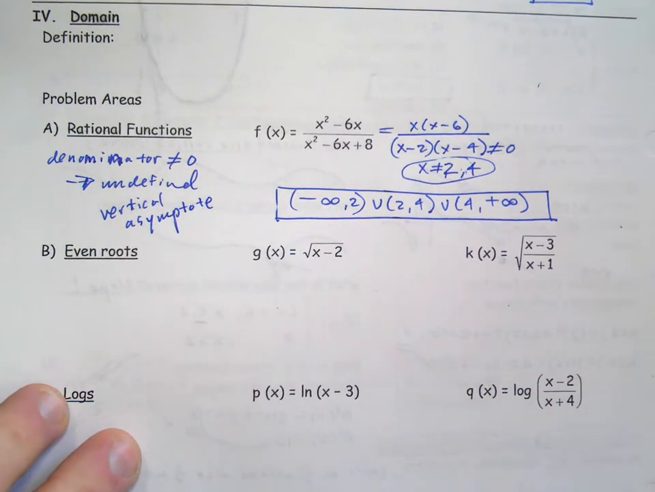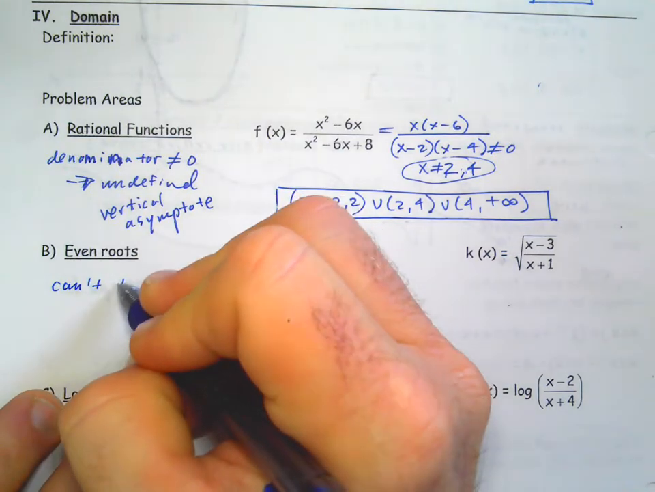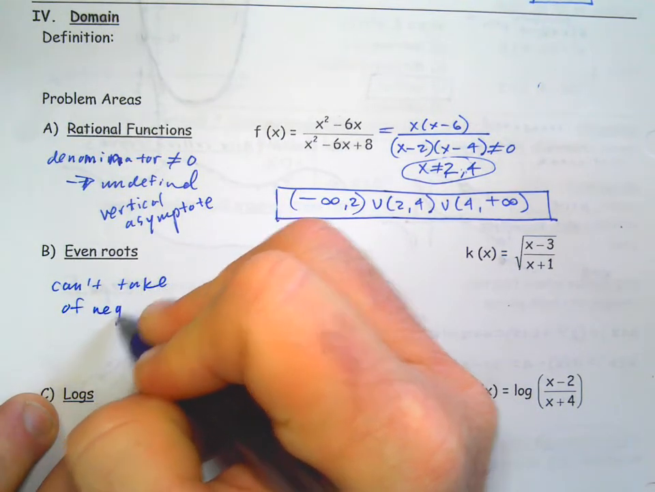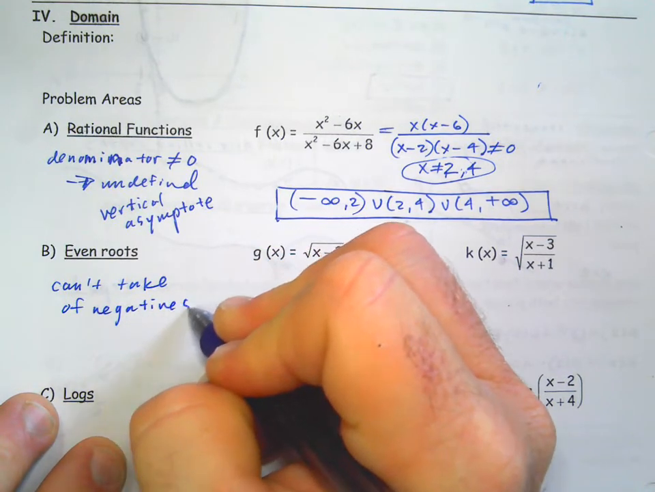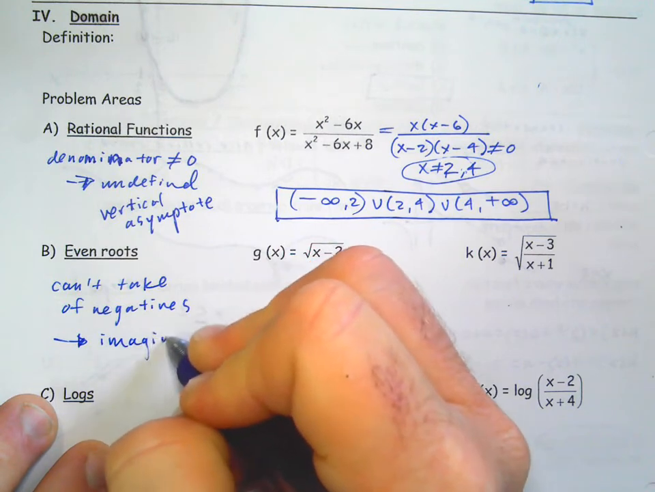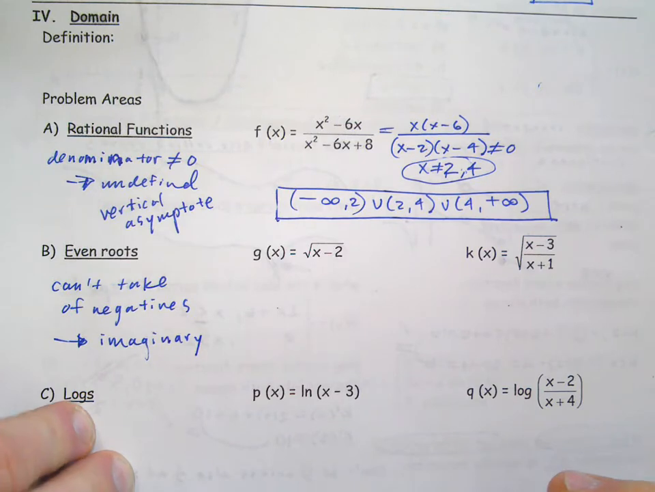Even roots, square roots, fourth roots. You can't take square roots, fourth roots, whatever, of negatives, right? If you do, you get imaginary answers, which do have very real applications. But we're not dealing with those. We're dealing with the real numbers.